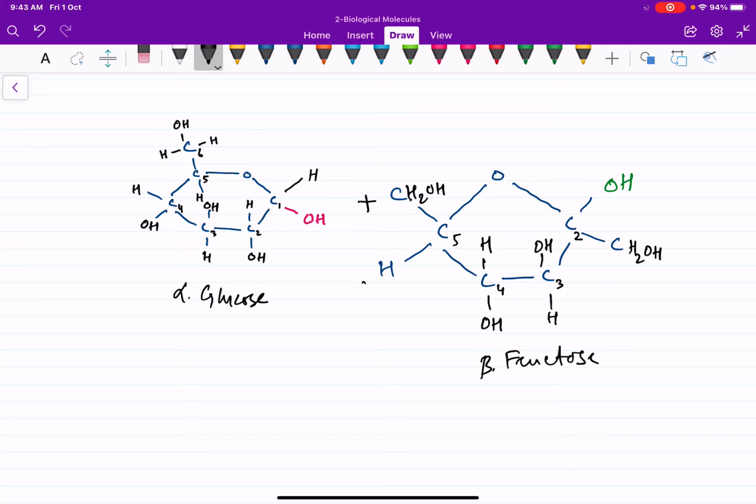Now in an alpha glucose and a beta fructose, the bonding has to be made in between carbon number 1 of alpha glucose and carbon number 2 of beta fructose, that is, in between this carbon number 1 and this carbon number 2. How can you bring them face to face with each other? You will have to flip them.